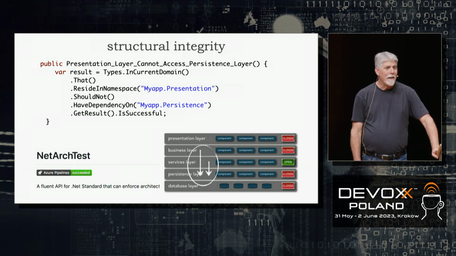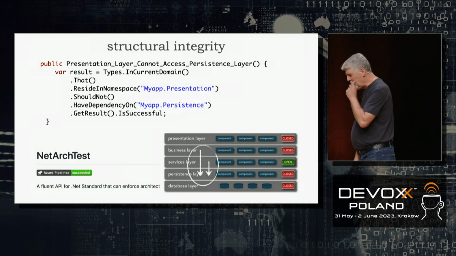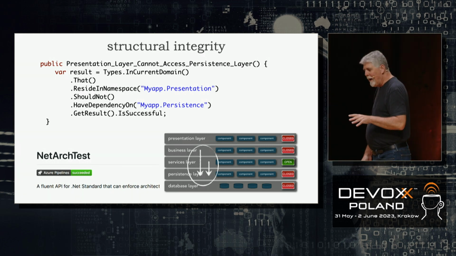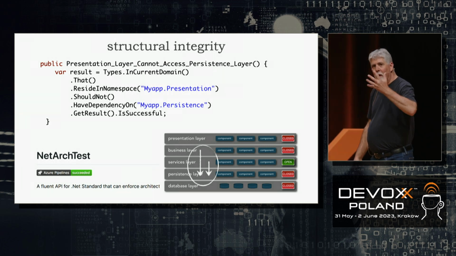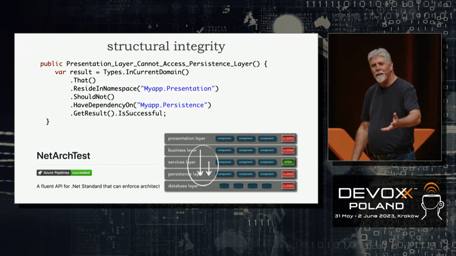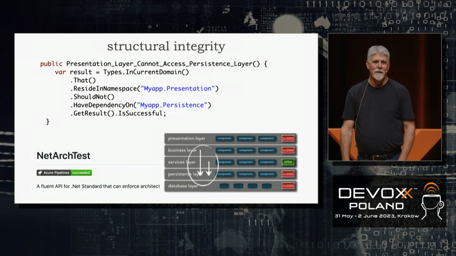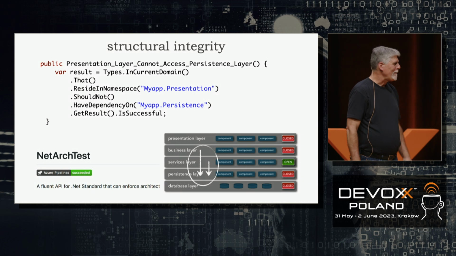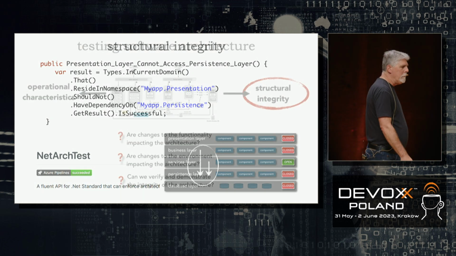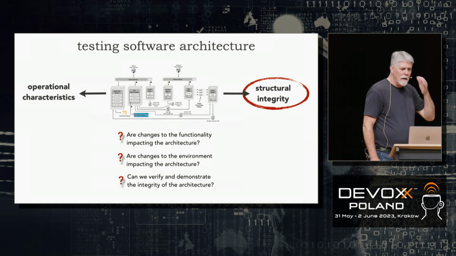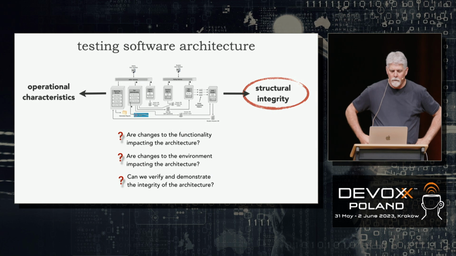It's pretty cool. These APIs and these tools are written in such a way that if you can verbalize your structural integrity constraint, the API matches it pretty quickly, or pretty closely. All right. Fantastic. So this is what it's meant to test a software architecture.